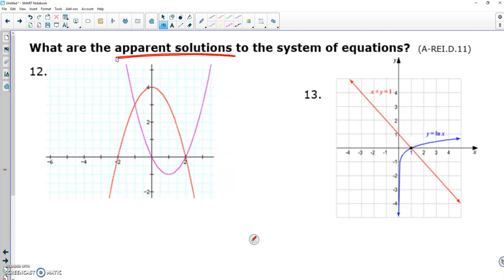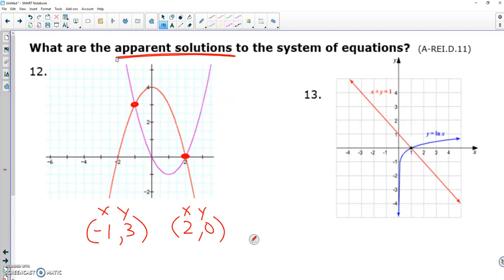So in number 12, we've got two different parabolas. It appears one of them crosses the other one here, and then the second spot where they cross is right here. So our solutions to this would be at -1, 3, and our second solution would be at 2, 0, and again, we always list it as x first and y second. So those are our two apparent solutions for number 12.